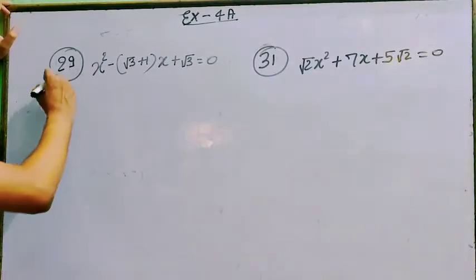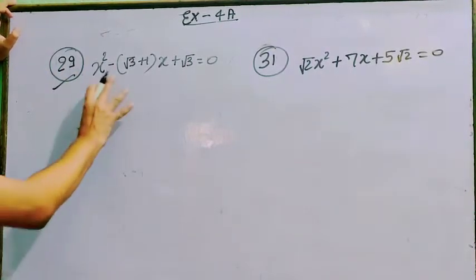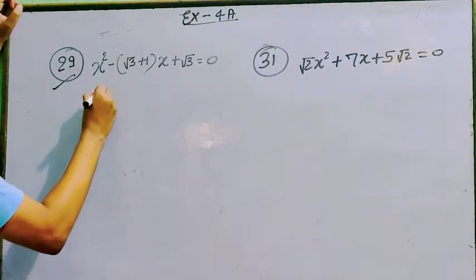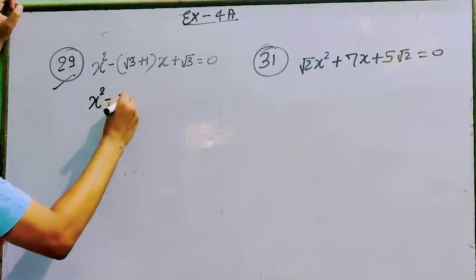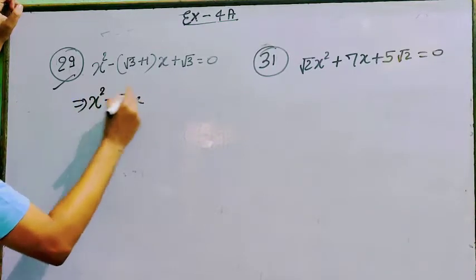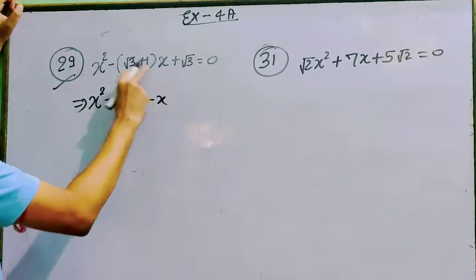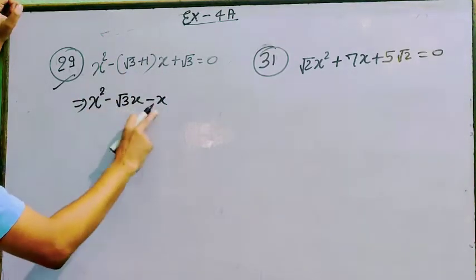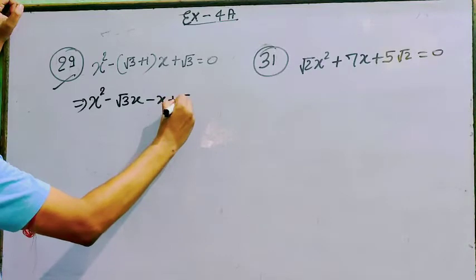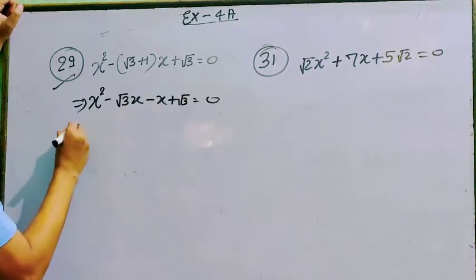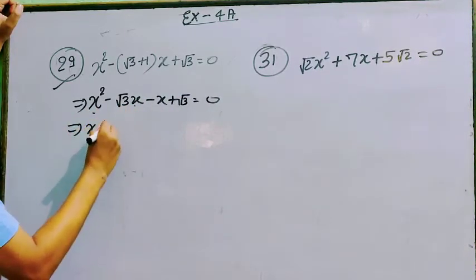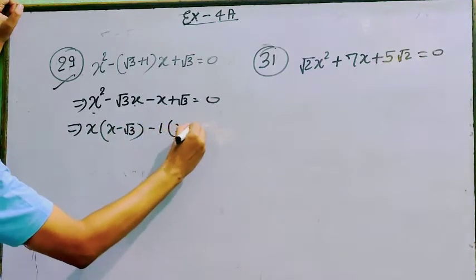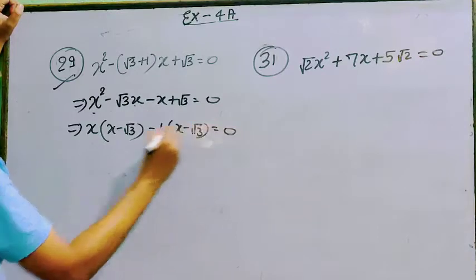Now see question number 29. We have to find the value of x. Here also an irrational number is given. So first you multiply, then you get here root 3x minus x. You multiply x into root 3, root 3x, x into 1, x. Here is negative, so both are negative, and plus root 3 is equal to 0. What is common? There is x common, then x minus root 3 minus 1 common, then here is also x minus root 3 is equal to 0.